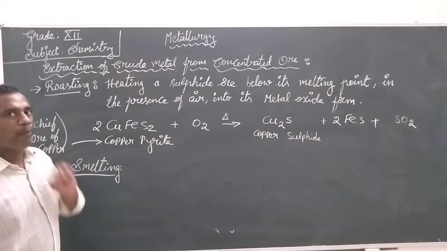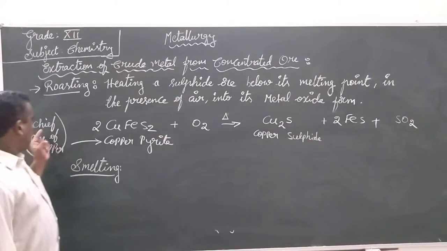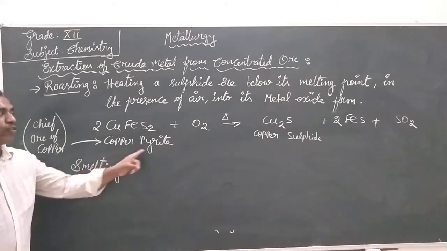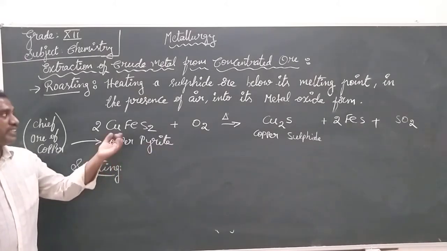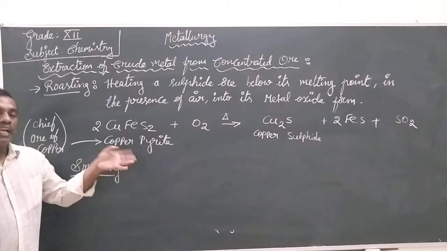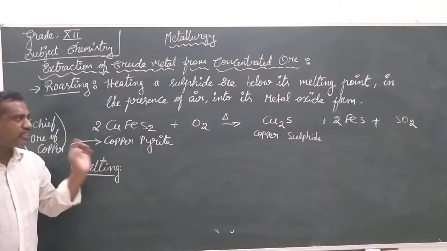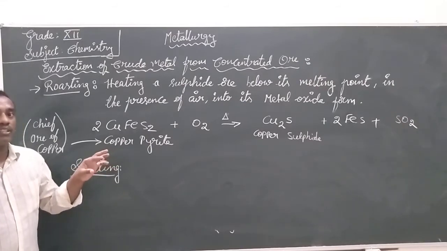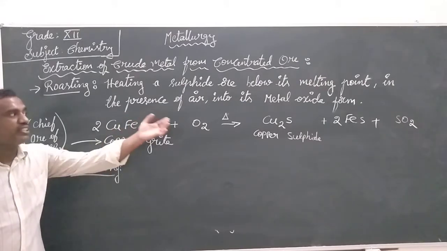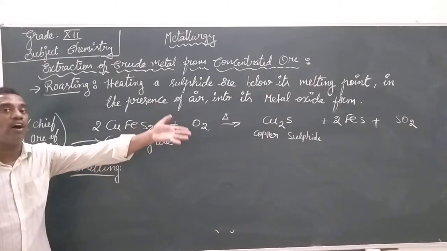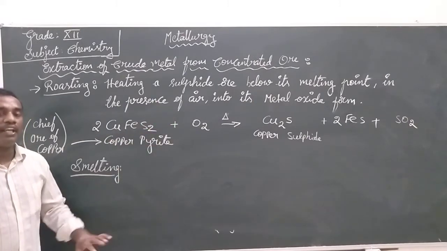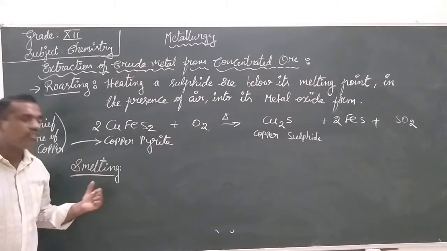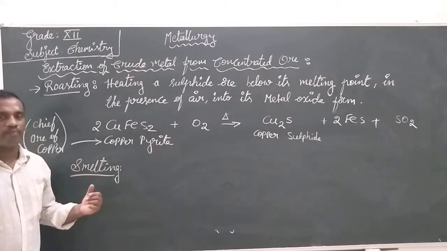So please observe the point very clearly. The chief ore of copper occurs in the form of copper pyrite, that is mixed along with iron also. In this case, we need to heat this ore at a very high temperature below its melting point to convert it into the molten form. What are we calling this one? We are calling this one smelting.